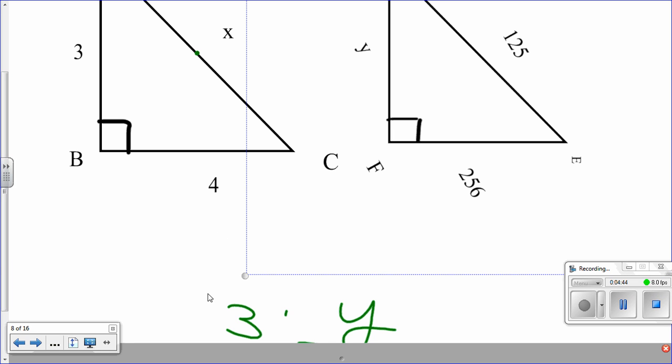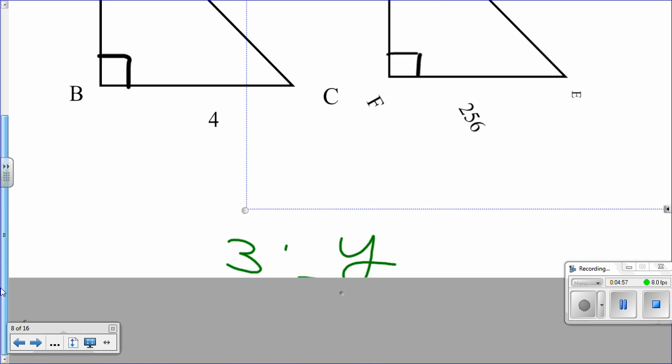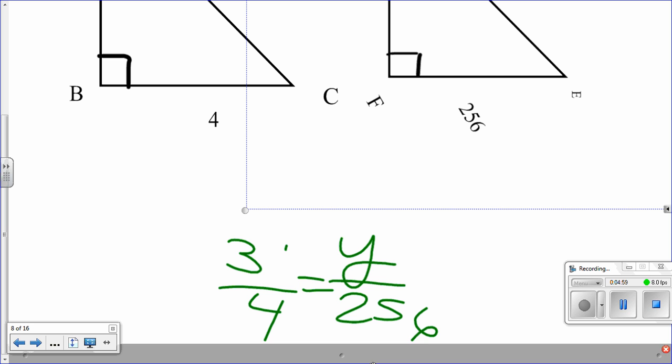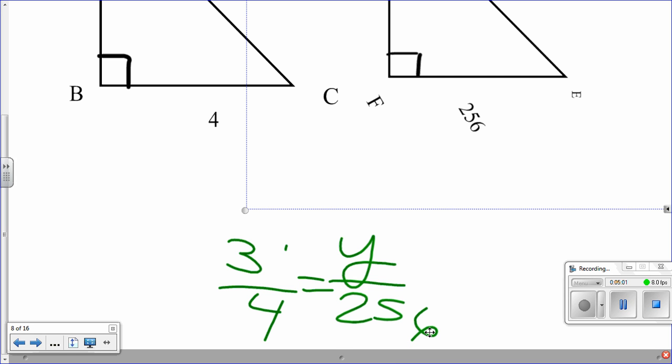So now if we were looking for Y, we have 3 is to 4, as Y is to 256. Again, you have to be very careful that your sides correspond, and you would cross multiply and solve.